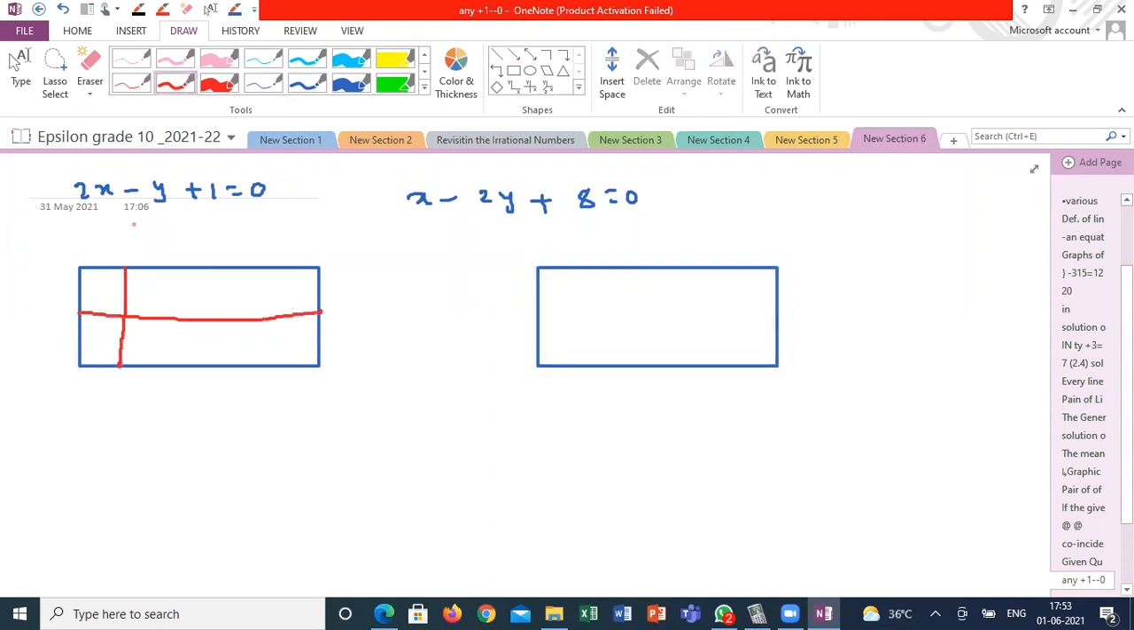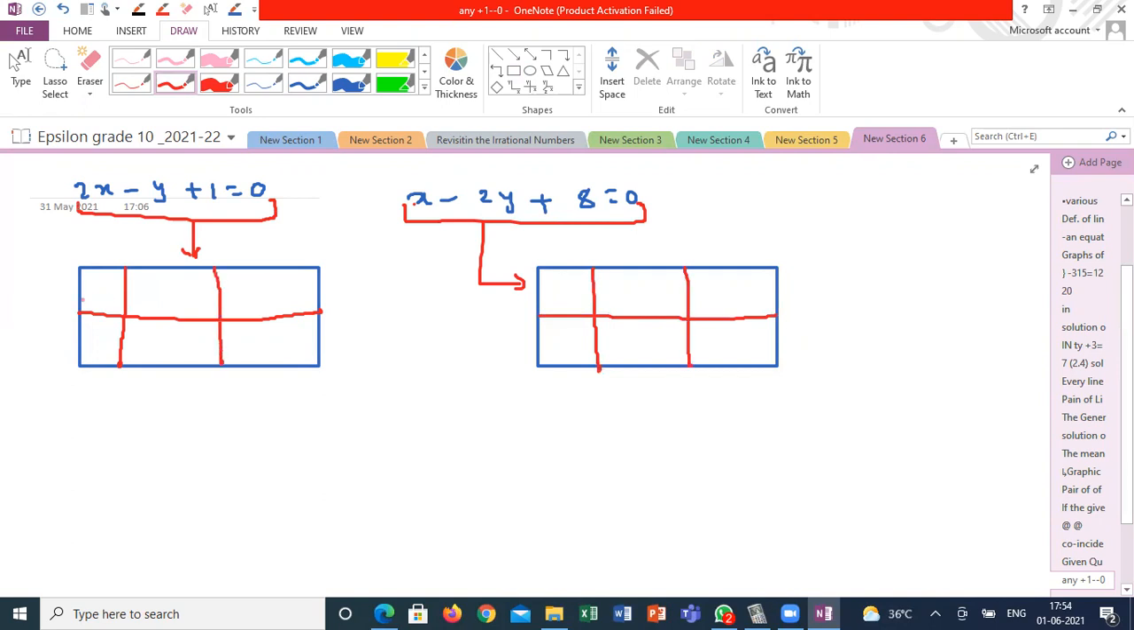I'm taking the first equation. This table is for the first equation. This table is for the second equation. Two points are enough to draw a straight line. No need to go for many points. If you want, you can go for a third point.